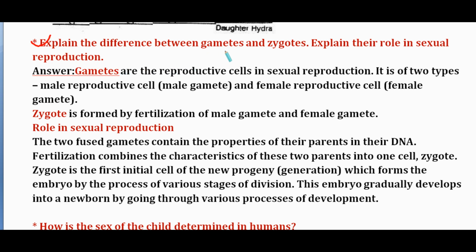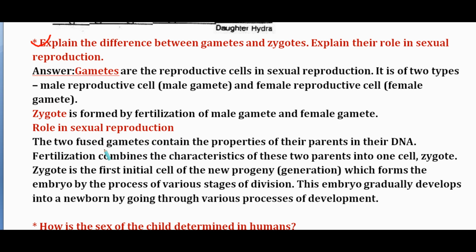Next question, explain the difference between gametes and zygotes. Explain their role in sexual reproduction. Gametes are the reproductive cells in sexual reproduction. It is of 2 types: the male reproductive cell, known as the male gamete, and the female reproductive cell, known as the female gamete. Zygote is formed by fertilization of the male gamete and the female gamete.